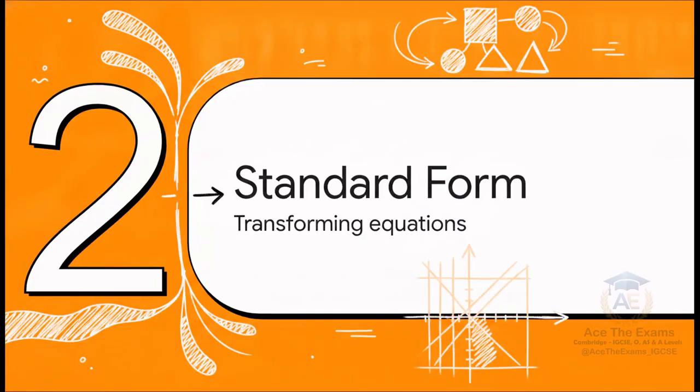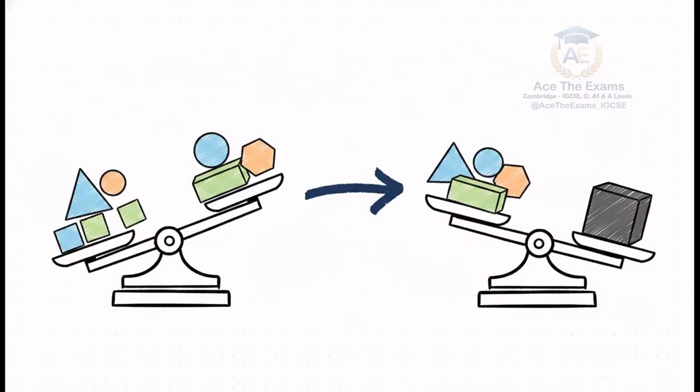On to section 2, the standard form transformation. This is where we see just how flexible these math rules actually are. You see, we aren't stuck with just one format. We can totally rearrange our gradient intercept form, that y equals mx plus c we were just looking at, into what's called the standard form, which is ax plus by equals c. Why bother doing that? Well, having x and y on the same side opens up completely new ways to analyze the data, especially when you're dealing with multiple equations at once.